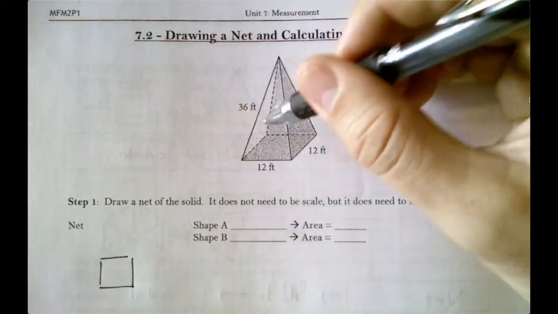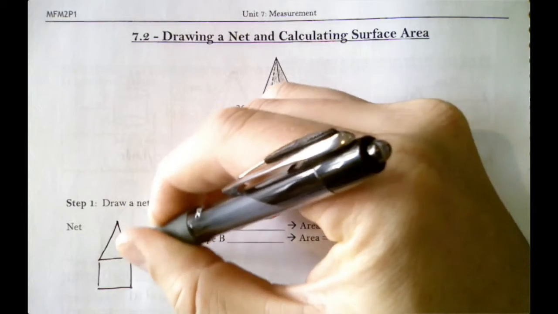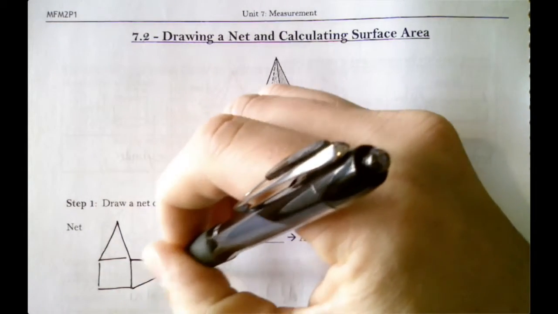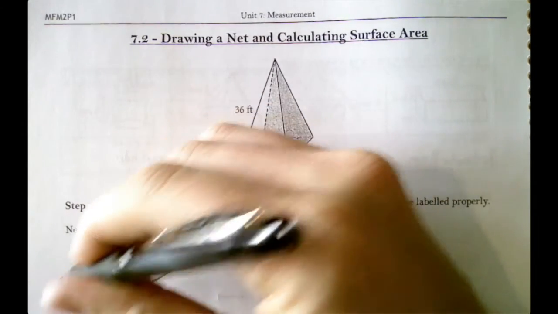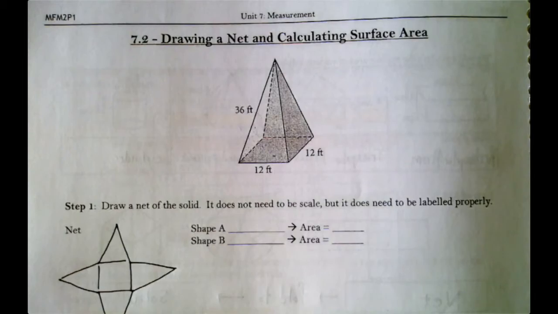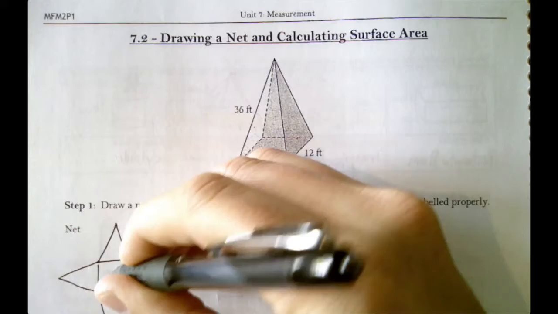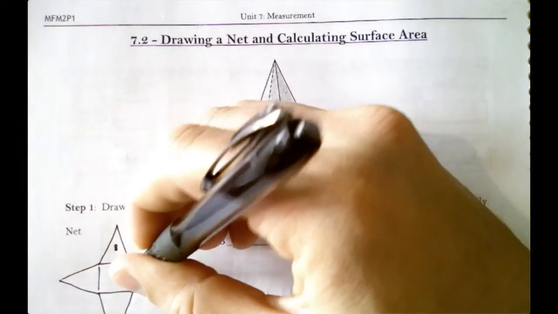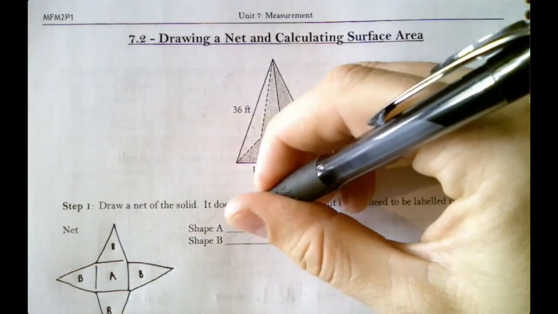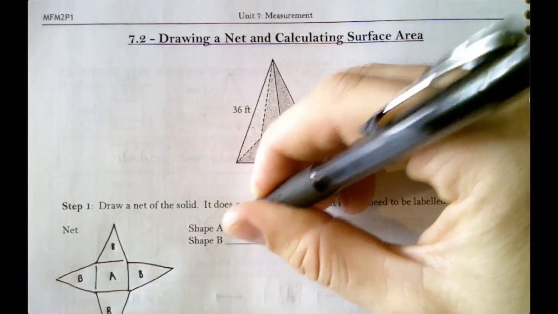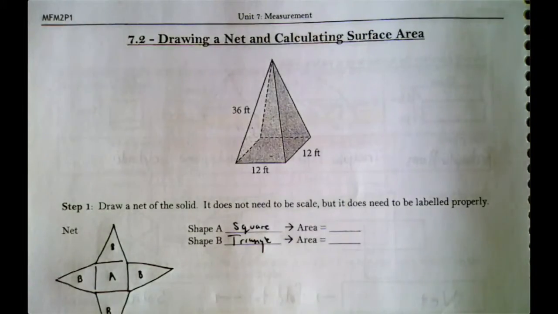And then off of the square, we have 1, 2, 3, 4 triangles off of each side. So 1 triangle, 2 triangles, 3 triangles, 4 triangles. And all these triangles are the same. So we've got shape 1, or shape A, which is a square, and shape B, we've got triangles. So shape A is a square, and shape B is a triangle.